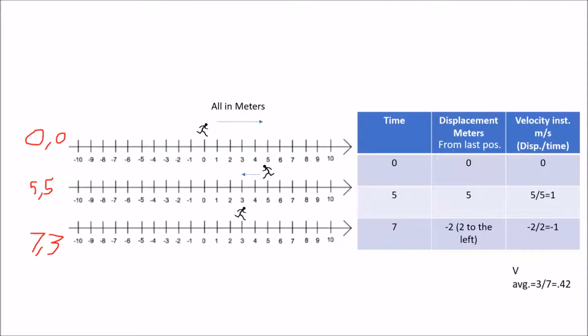But this is where it gets tricky. As you can see, 7 and 3 is different than 5 and 5. It goes backwards by 2. So it will be -2 displacement. And then there's a 2-second change interval. So it will be -2 divided by 2 equals -1.